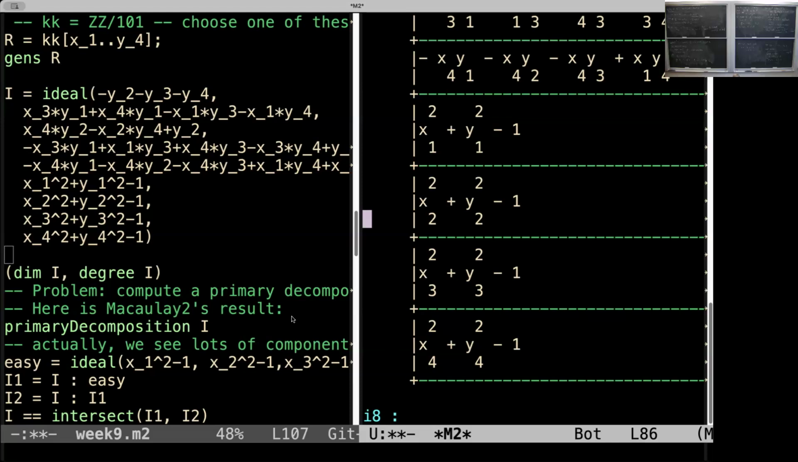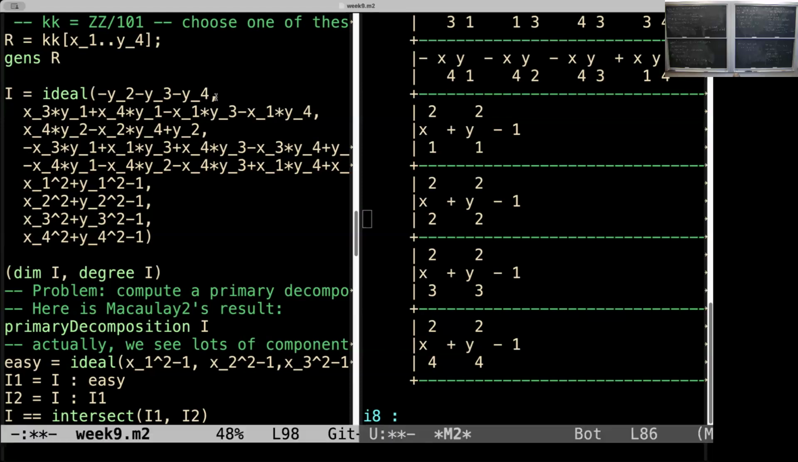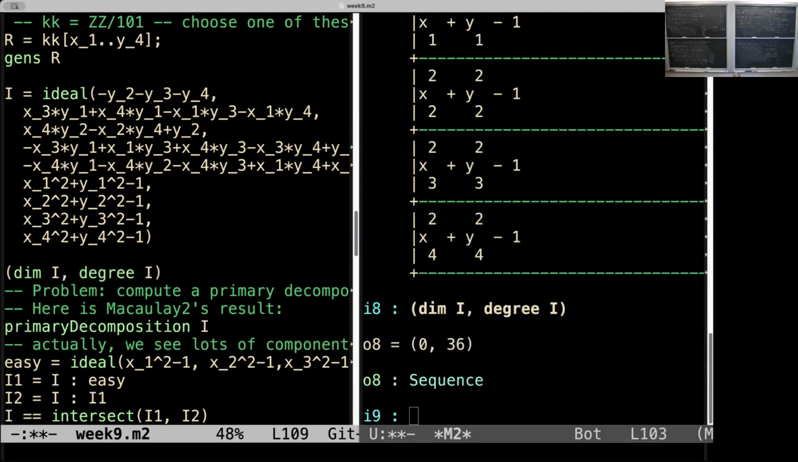Okay, we can do it for any specific one for small sizes, but even there, let's take a look at the dimension of I and the degree of I. The degree of I is going to be the dimension of that vector space if the dimension is finite. And what is it? It's dimension 0. So this is a 0-dimensional ideal, and it has degree 36. Okay, so one might expect 36 solutions from this.